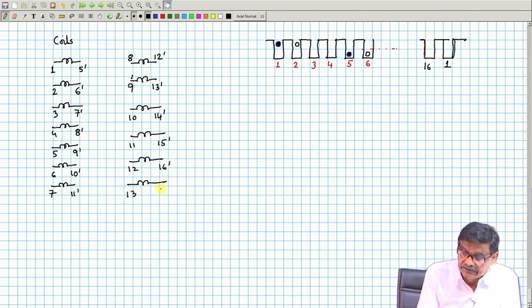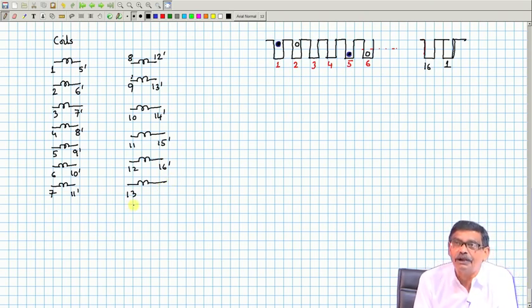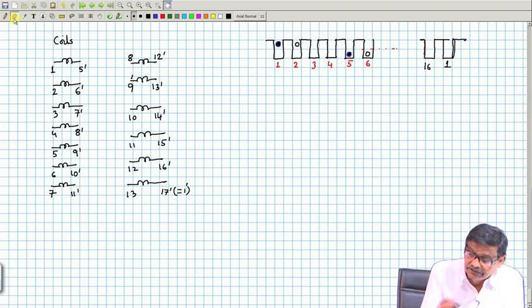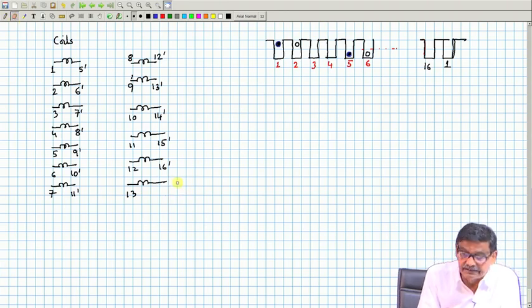13 17 dashed. There is no 17 dashed. What it should be? 1 dashed. Are you getting? 17 dashed I am writing, but there is no 17 dashed. It has to be equal to 1, because it is circular, 1 dashed. So, I clean it. You have understood, whenever it will be exceeding 16, you have to write down this one dashed. Then 14 2 dashed, and 15 3 dashed, and this is 16 4 dashed.